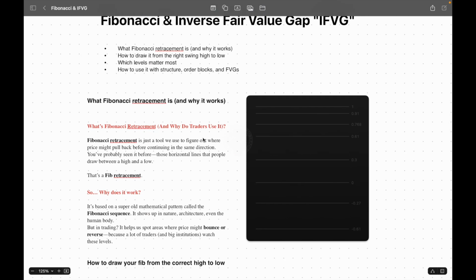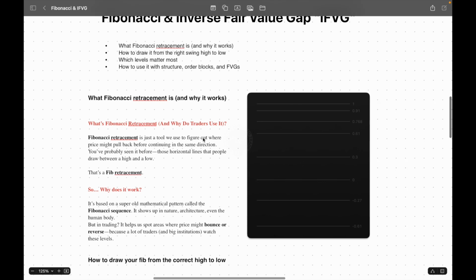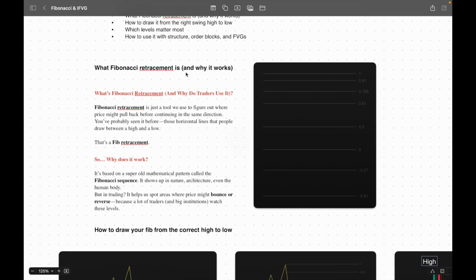Now, before we go to the charts, I'm going to go through this document just so that you can be 100% sure you understand before we go to the charts, and then everything is going to make sense. Now, what is a Fibonacci retracement and why does it work?